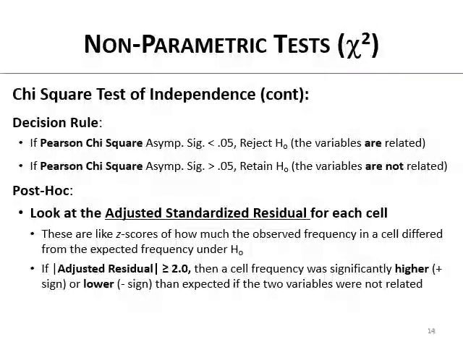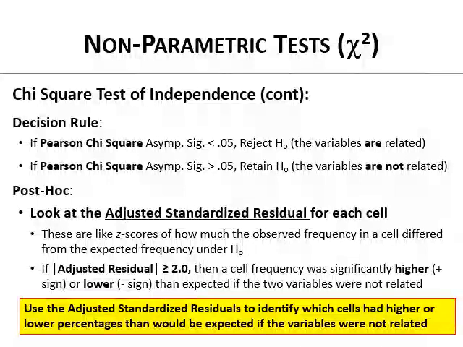Positive adjusted residuals tell you that that cell was higher than expectation, and negative adjusted residuals tell you that that cell was lower than expectation. They say, look at the cell and see what's going on because something weird happened. Either it was too high or too low. So we use these adjusted standardized residuals to identify which cells had higher or lower percentages than would have been expected if the variables were not related. They cue you in on where to look to figure out why the chi-square was significant.